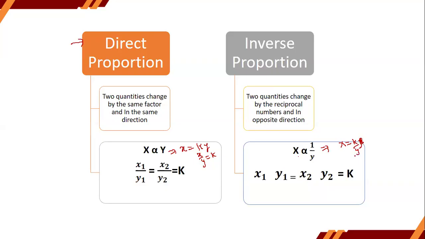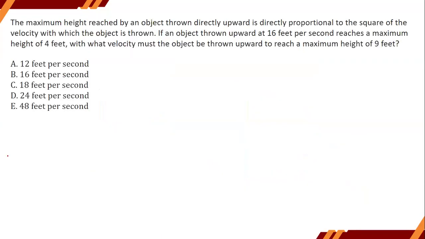Where k is the proportionality constant. So that means xy is equal to k. So that's the reason we have x1 y1 is equal to x2 y2 is equal to k, right? That's a proportionality constant. So in direct proportion, ratio is constant. In inverse proportion, product is constant. All right, now let's do the question based on this.